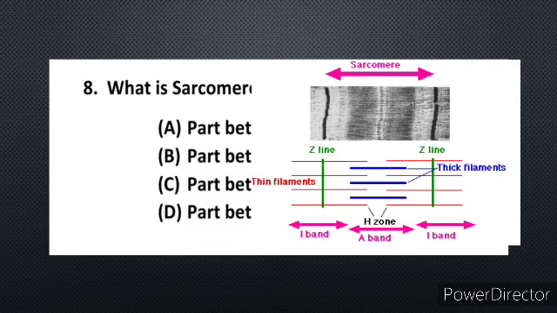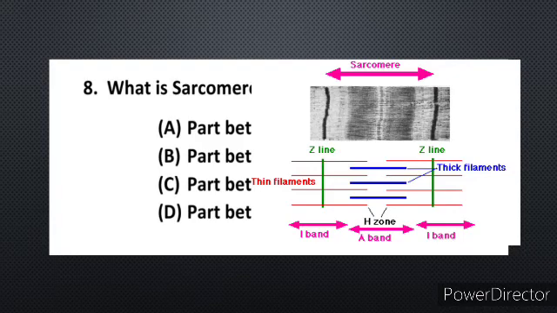Your dark band forms the A band. Light bands form the I band. Your A band and I band play a major role. Just remember this, A band and I band. A band means dark. How do you remember this? Dark, DA, A stands for A band. Try to remember it this way. So the dark band is the A band, the light band is the I band.